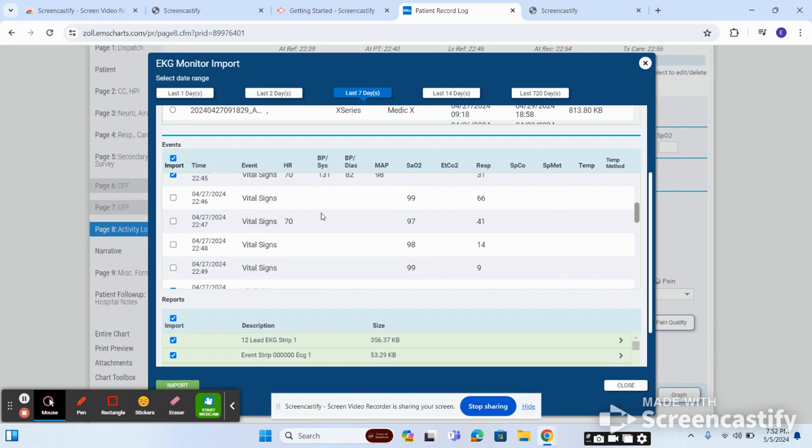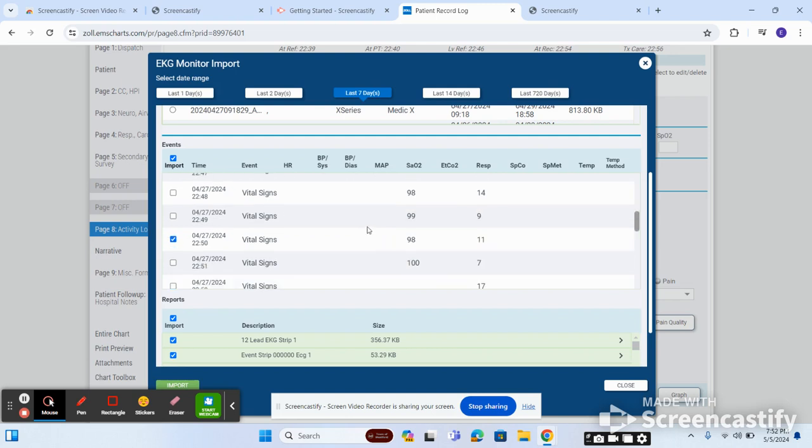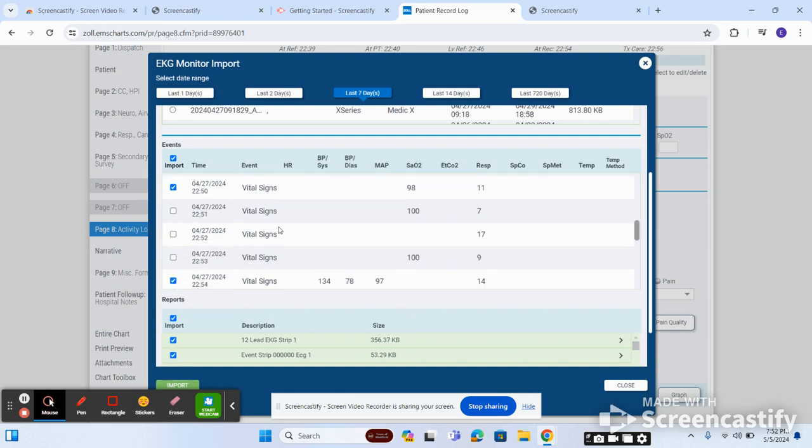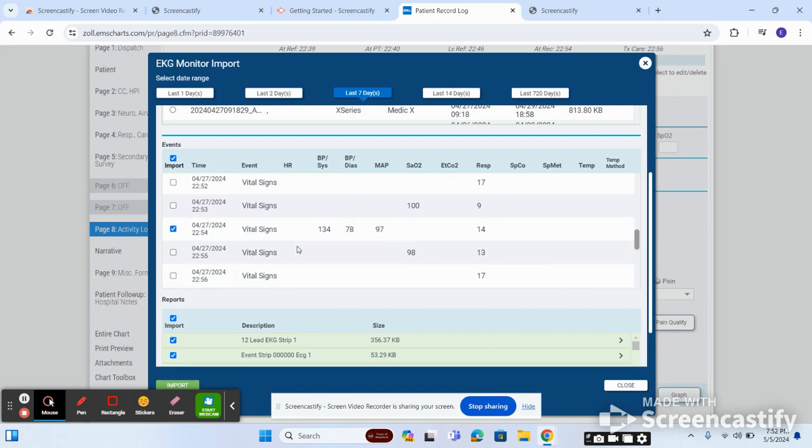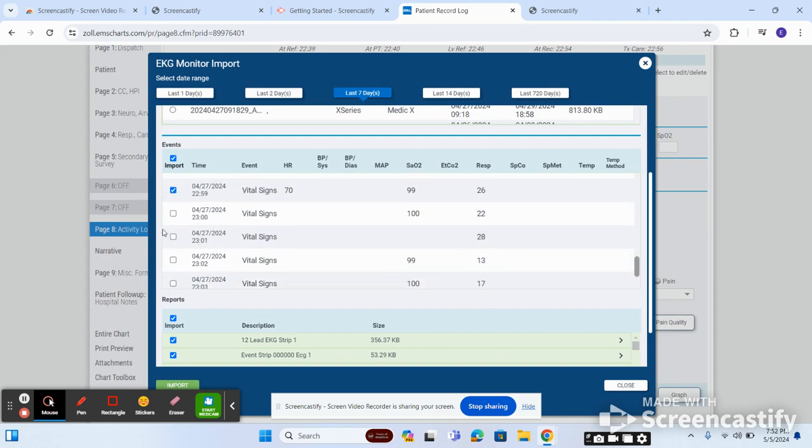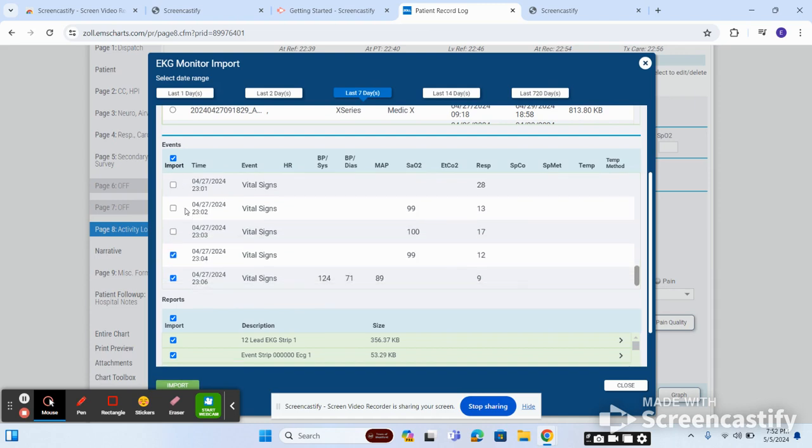And we started transporting right around that time. So I'm going to say I tossed my IV in at this time right here. And then I'm going to say, because he's a stroke patient, I called the hospital right here at about this time. And then I got another blood pressure right here at 2254 when we arrived at the hospital. And that's it. Anything below this, I'm going to uncheck because we don't need to pull it in.